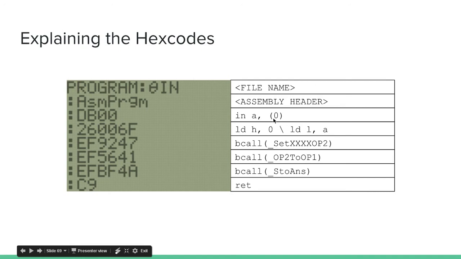So basically all you're saying is read from the IO port into the A register, that value is moved into the HL register, which is moved into OP2, which is then moved into OP1, which is then stored into the ants variable. So you're essentially taking the value you read from port 0 and storing it into the ants variable.